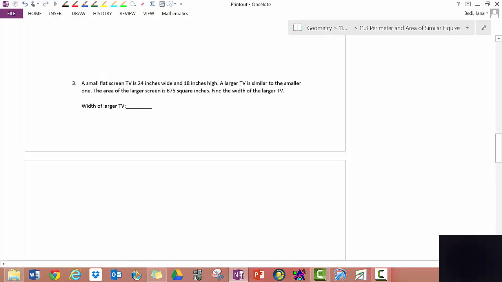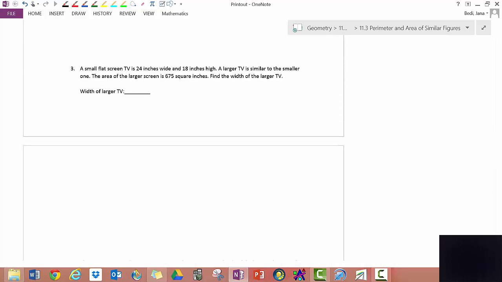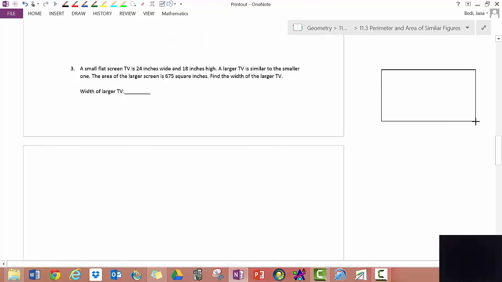Says a small flat TV screen is 24. I always like to draw these out. So let me see if I can find myself a rectangle. Sure can. So a small flat screen is 24 inches wide and 18 inches high. So let's look at that. 18 inches and 24 inches. A larger TV is similar to the smaller one.